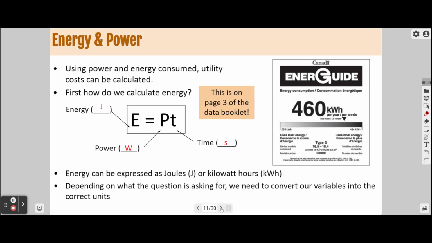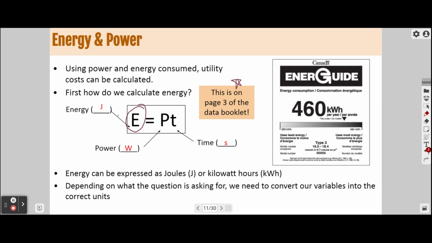All right, so using power and energy consumed, utility costs can be calculated. So first we need to figure out how to calculate the energy, and then we can figure out how much our energy is going to cost us. So again, this equation is on page 3 of the data booklet, along with the other ones we just did. But now we're going to be finding energy.